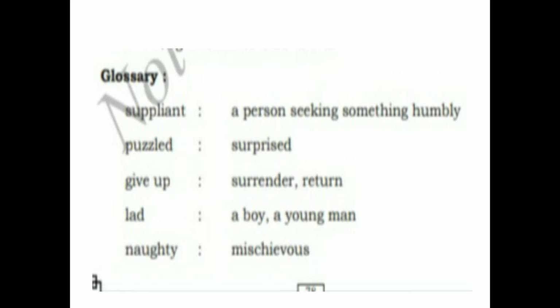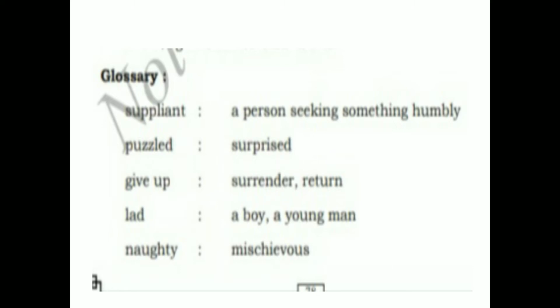First one, suppliant, means a person seeking something humbly, who doesn't fight and doesn't have any pride, who is very kind and simple. He wants some justice. A person seeking something humbly wants justice, so he seeks for that. Second one, puzzled, means surprised.